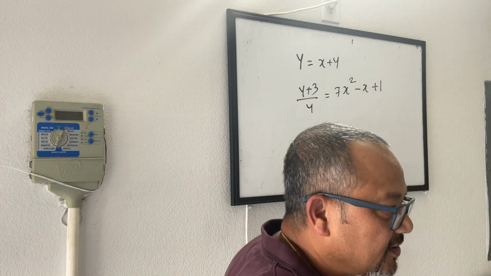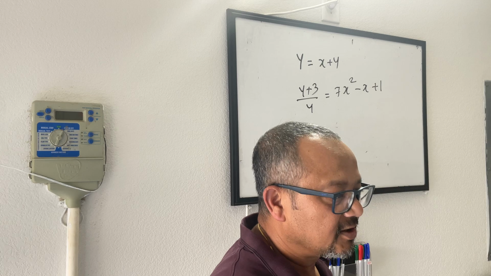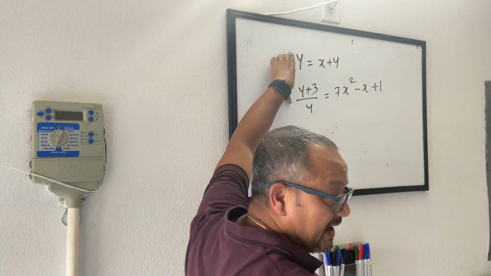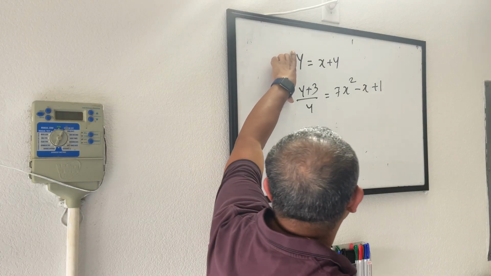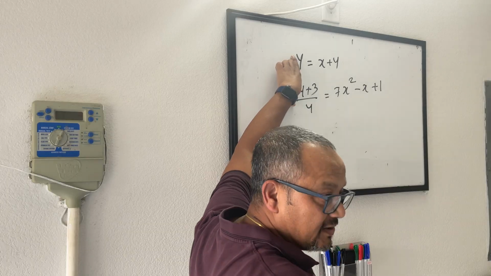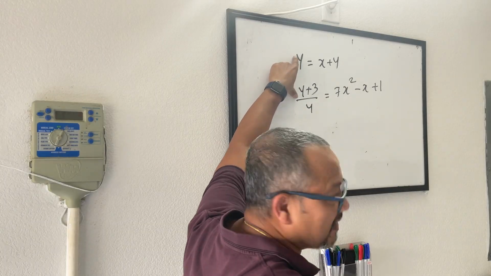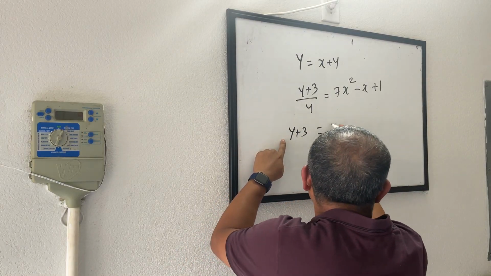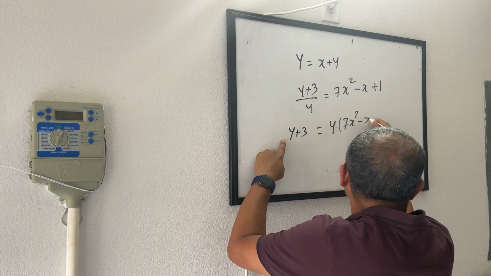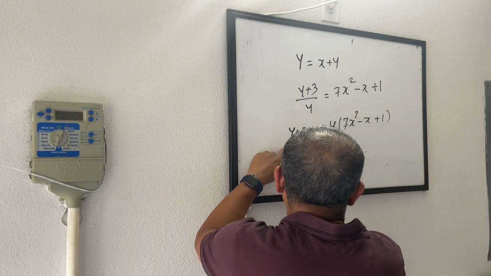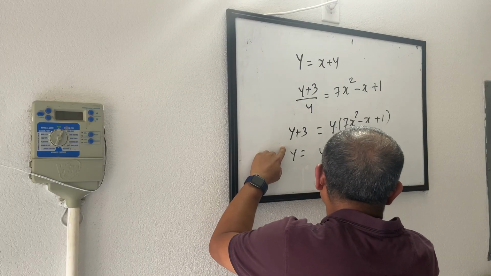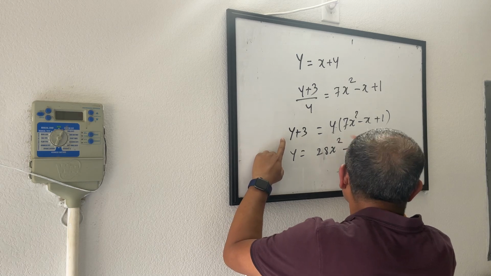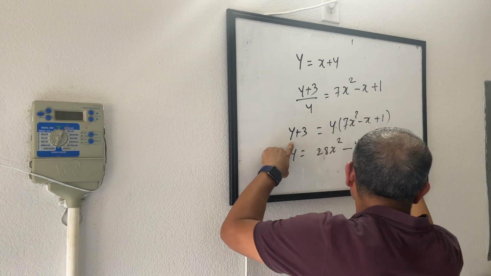So I think the answer is 1. Okay, we'll see. When it says a comma b is the solution for this system, it means this is the point where the x and y values will match. Let's pick y because y has less power. Here you have a square, so let's simplify this. y plus 3 by 4 is this. So 4 times 7x square minus x plus 1 will be this value. Or y will be equal to 4 times 7x square, 4 times 7 is 28, x square, minus 4 times x is minus 4x, 4 times 1 is 4, and this 3 goes to this side because minus 3.